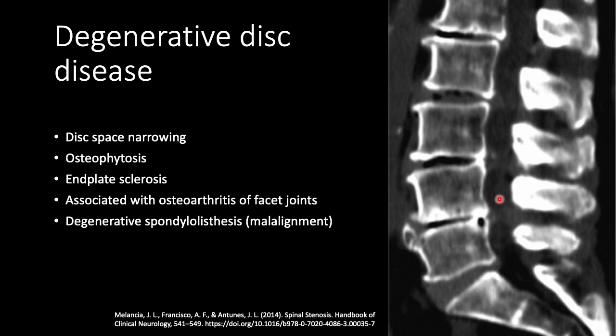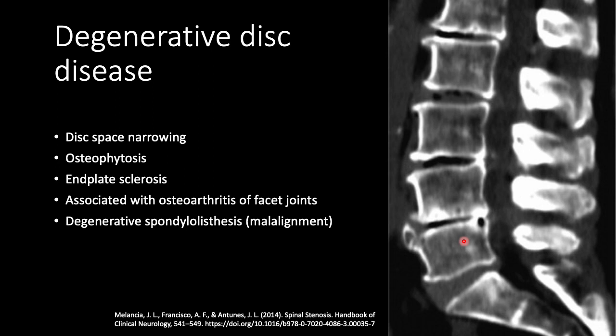Another feature that's not shown here specifically is degeneration of facet joints, which can lead to an entity called spondylolisthesis. That just means that a vertebral body on the top ends up slipping out of place on the vertebral body at the bottom, and this leads to overall malalignment.